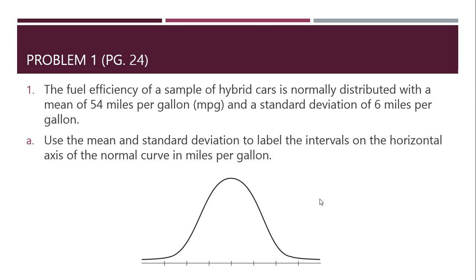Today we're dealing with some hybrid cars. The fuel efficiency of a sample of hybrid cars is normally distributed with a mean of 54 miles per gallon, mpg, and a standard deviation of 6 miles per gallon. So all I would like you to do is to draw out this curve, fill in the bottom, put in the mean, use the standard deviation to label to the right and label to the left. So hit pause, put it all together, and then hit play when you're ready to check your work.